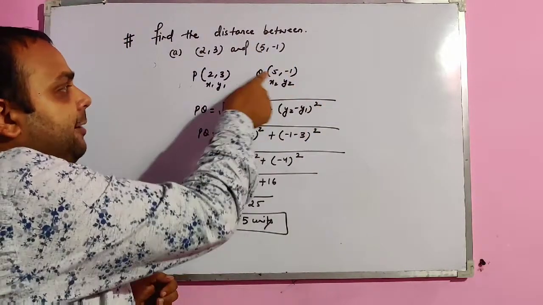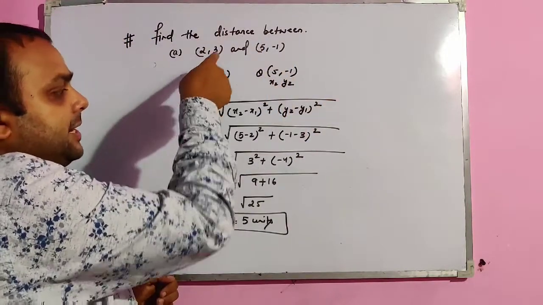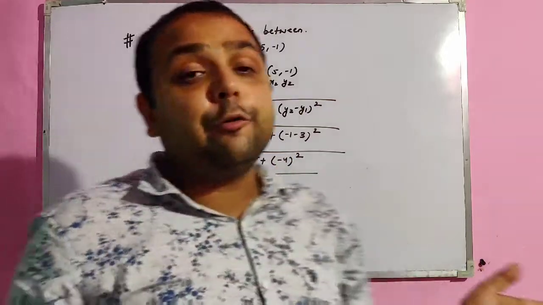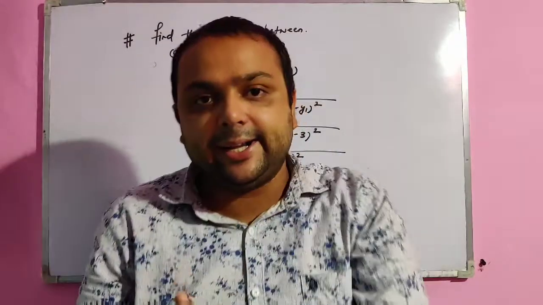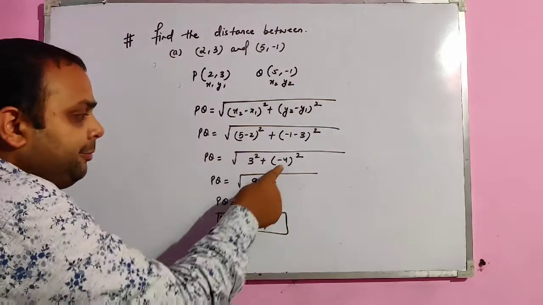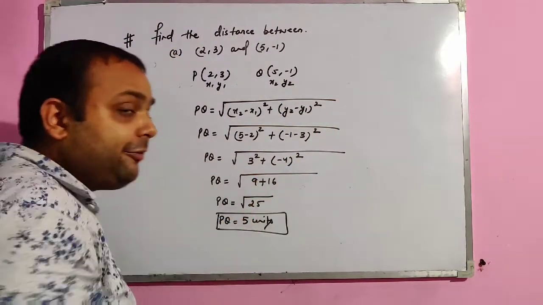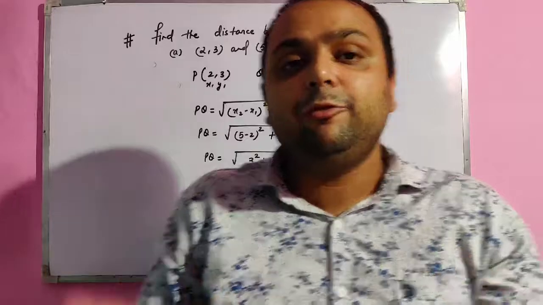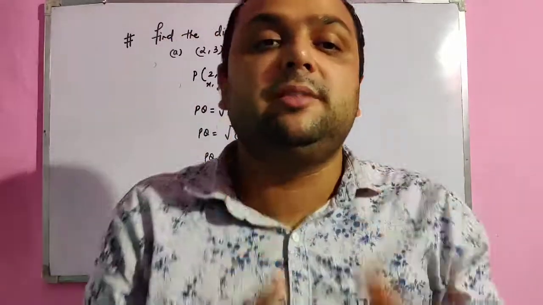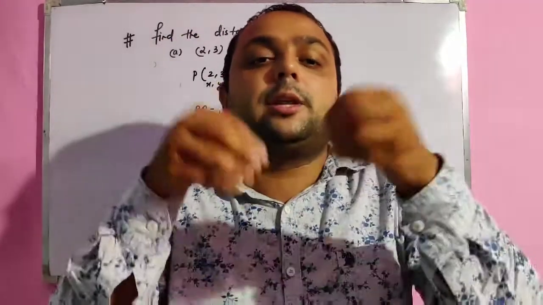Substituting the values, 5 minus 2, minus 1 minus 3. Now this is 3 square, this is minus 4. The square of either positive or negative must be positive only. So this is 3 square, 9, plus 4 square, 16, sum is 25, and the answer will be 5 units. So you see, applying the distance formula is the easiest job. We just have to put in the values and then simplify the question.